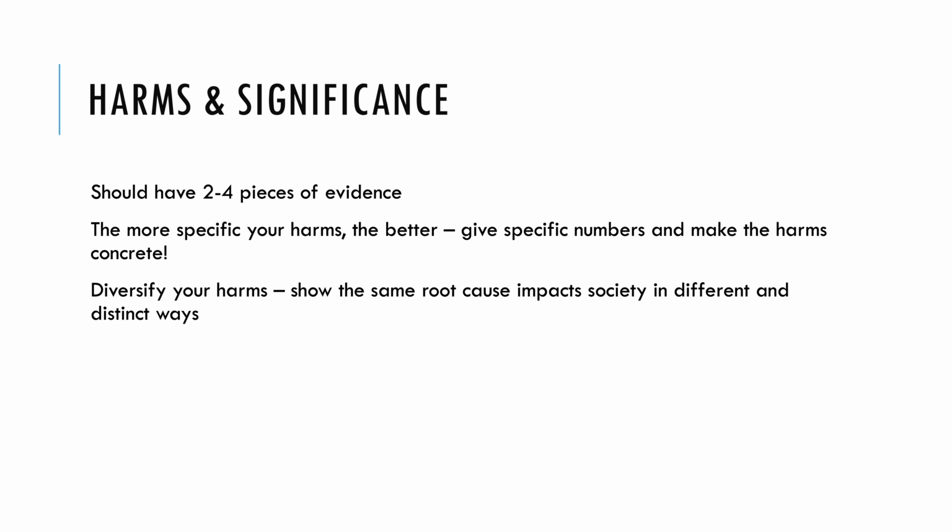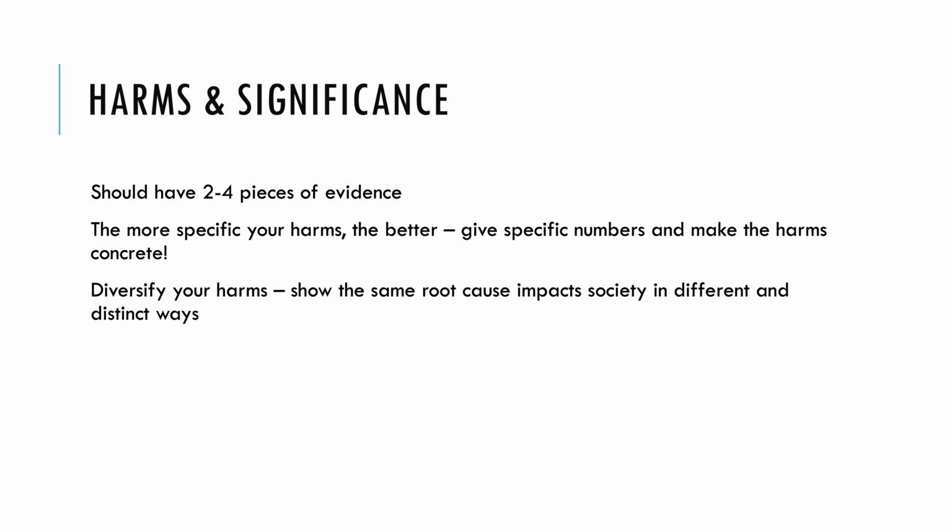Moreover, try to diversify your harms. Ideally, you can show that the same root cause impacts societies in different and distinct ways. So, if there are health effects of the problem that you're identifying, have that be one harm. Then have a second harm be about the economic ramifications. If you can diversify it, it's good. It'll just provide more reasons why your plan is a good idea, as opposed to just having like 3 pieces of evidence that are all just saying the same thing.